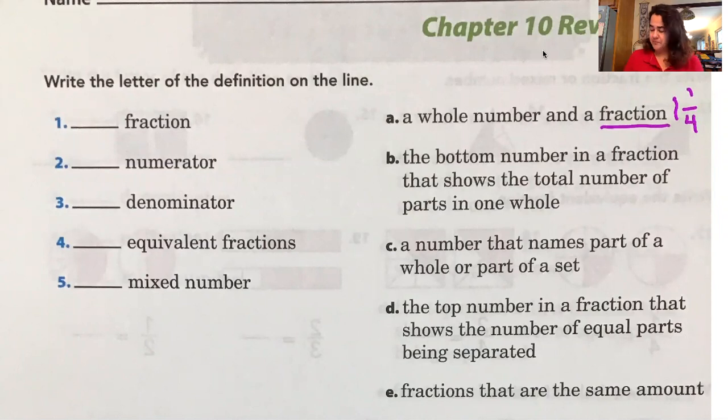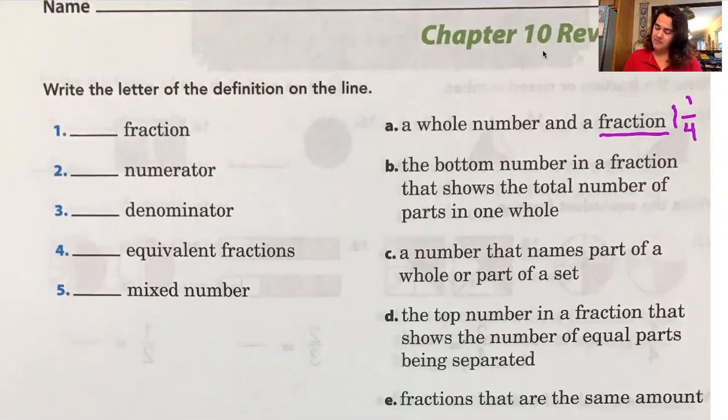Okay, how about the bottom number in a fraction that shows the total number of parts in one whole? Well, we said the bottom number is the down number, and it starts with D, and it is the same as the denominator. Well, since we know for sure what that one is, let's put it on number 3, right?